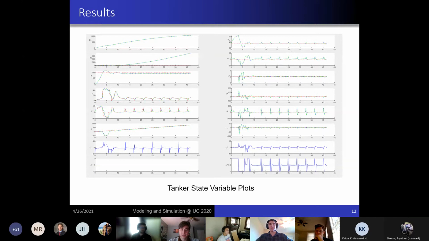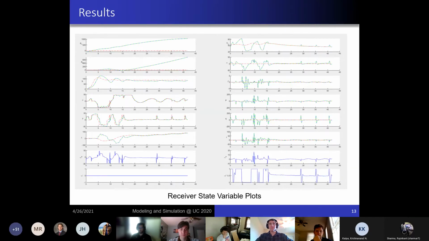Here's a better look at our tanker state variable plots. And here's a slide of our receiver state variable plots. You can see that our values pretty much even out towards the commanded values.